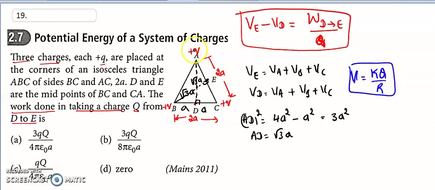So K is the same, the charge Q, both are the same. This is also Q, this is also Q, divided by the distance. So for point D, the first distance is A, the second A, the third root 3A. So first A, second A, third root 3A. This is point D.